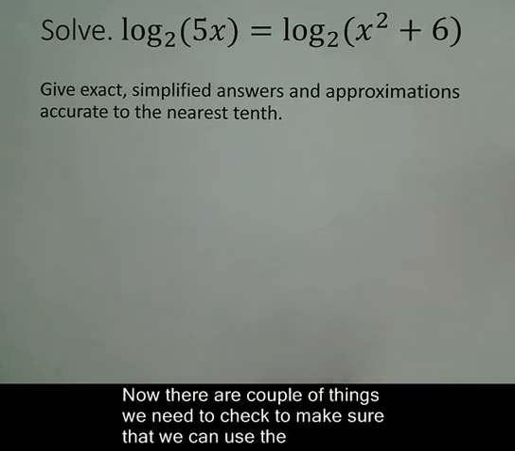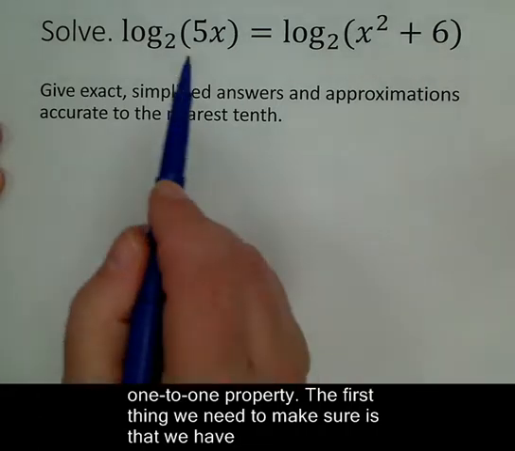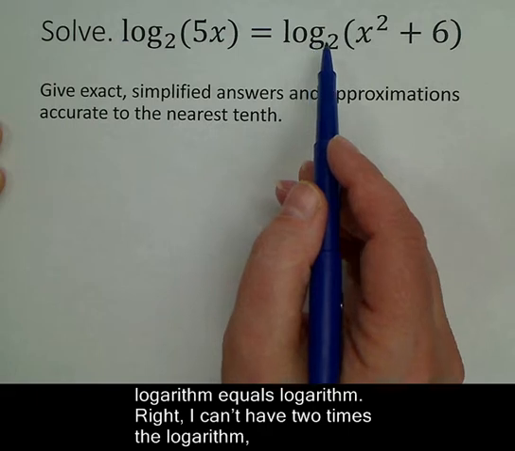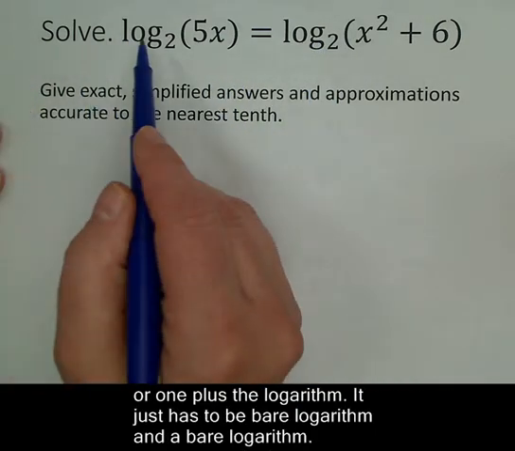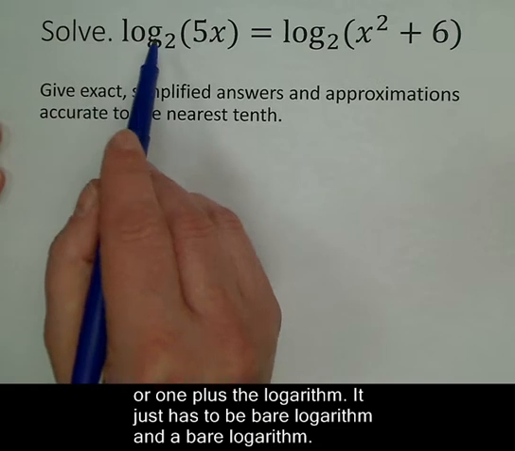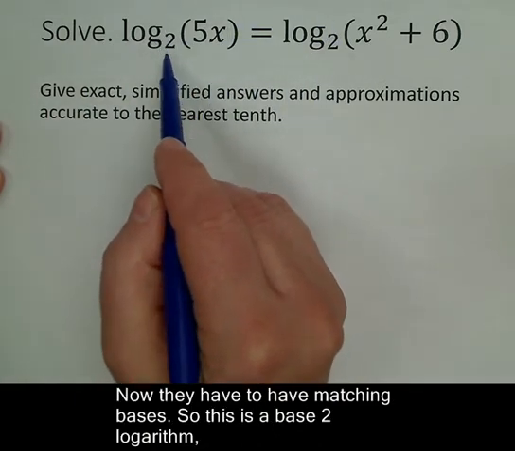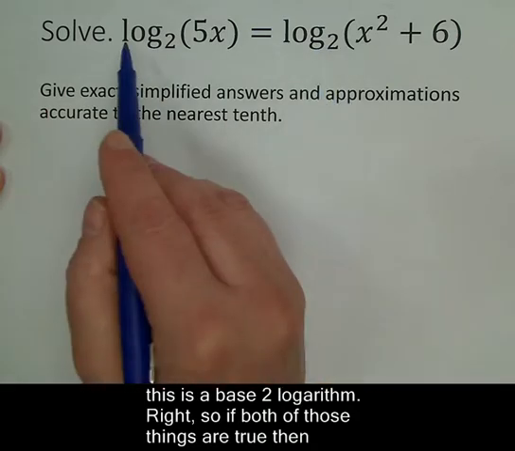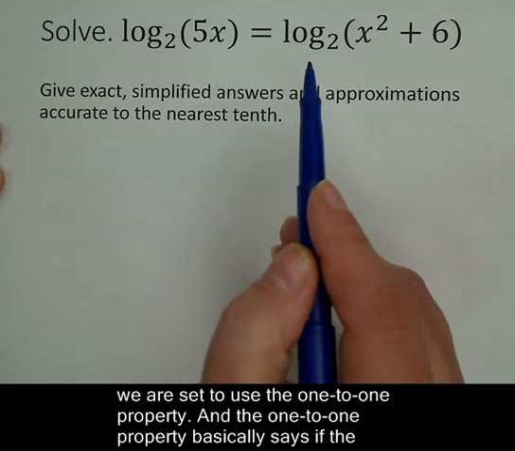Now there are a couple things we need to check to make sure that we can use the one-to-one property. The first thing we need to make sure is that we have logarithm equals logarithm. Right? I can't have 2 times the logarithm or 1 plus the logarithm. It just has to be a bare logarithm and a bare logarithm. Now they have to have matching bases. So this is a base 2 logarithm. This is a base 2 logarithm. Right? So if both of those things are true, then we are set to use the one-to-one property.